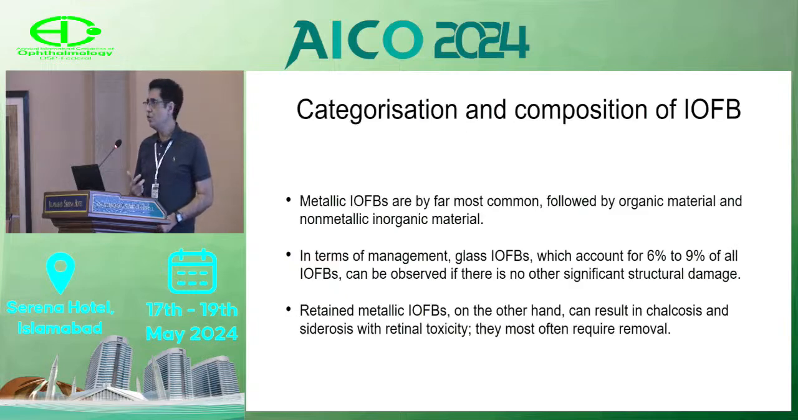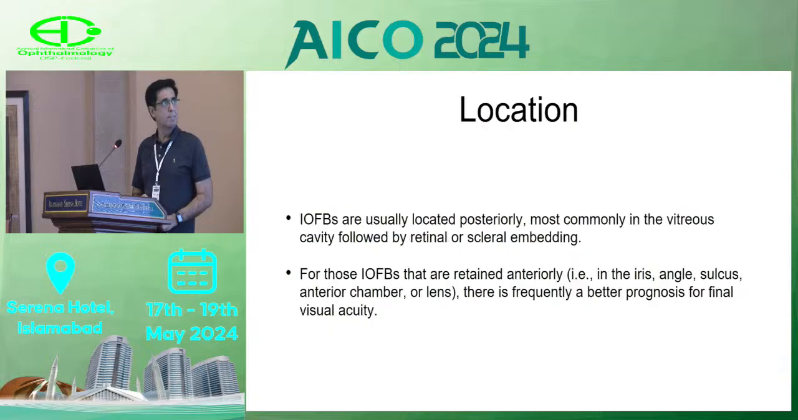It's really important to know what sort of foreign body it is, and again you get the clue from the history. Metallic foreign bodies are by far the most common, followed by organic ones. Glass intraocular foreign bodies, I'll show some video as well, account for 6 to 9% of all intraocular foreign bodies, and they can be observed because they are not going to cause much damage. But metallic foreign bodies are really nasty. If they stay, they are going to damage the retina, and the patient will lose the vision.